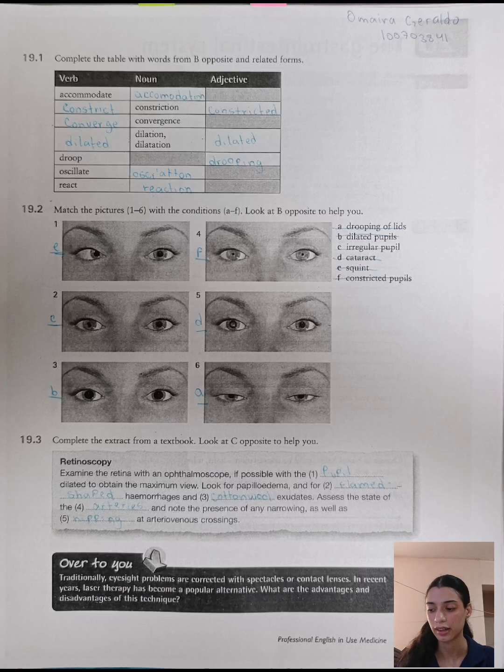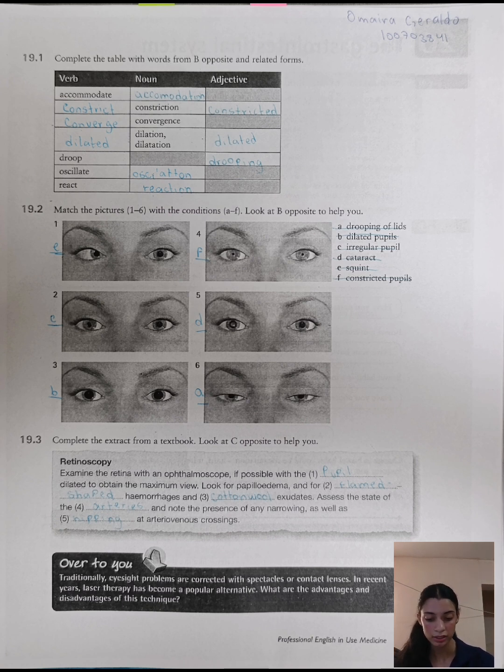Chapter 19. The Eye. 19.1. Complete the table with words from B opposite and related forms. Verb: accommodate, constrict, converge, dilate, drop, oscillate, react. Noun: accommodation, constriction, convergence, dilation, dilatation, oscillation, reaction. Adjective: constricted, dilated, dropping.